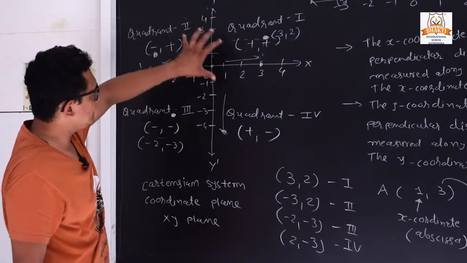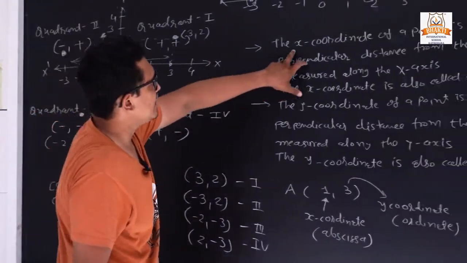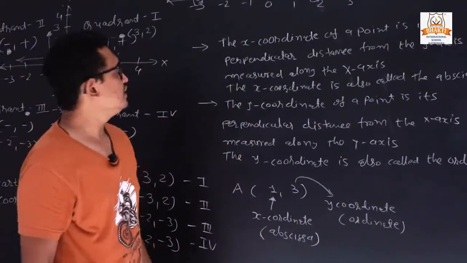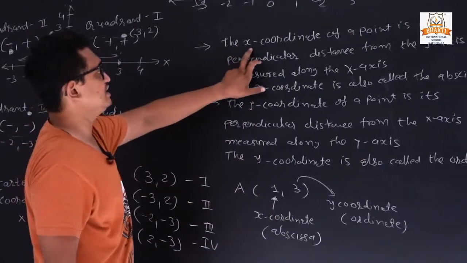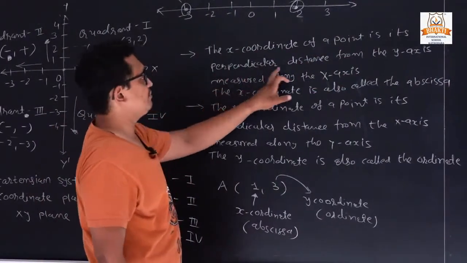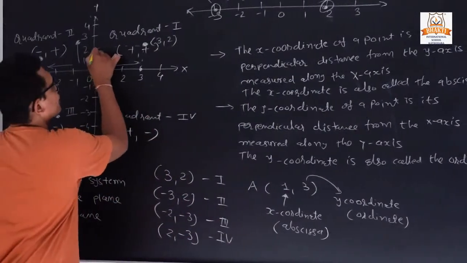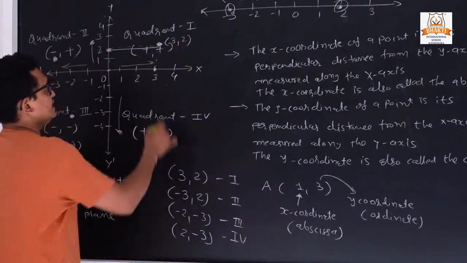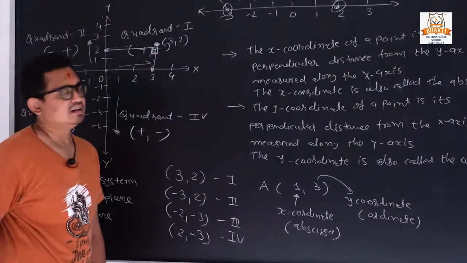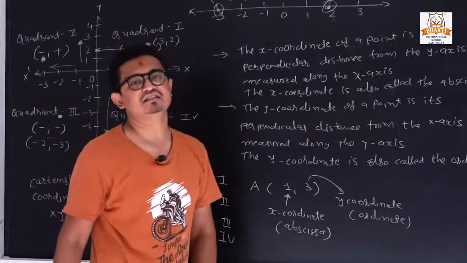After referring to that graph, we have 2 points here. First, the x coordinate of a point. So what is the x coordinate? Here they are giving the definition. The x coordinate of a point is its perpendicular distance from the y axis. The perpendicular distance from the y axis is called the x coordinate. So it is a perpendicular distance, clear? Measured along the x axis.